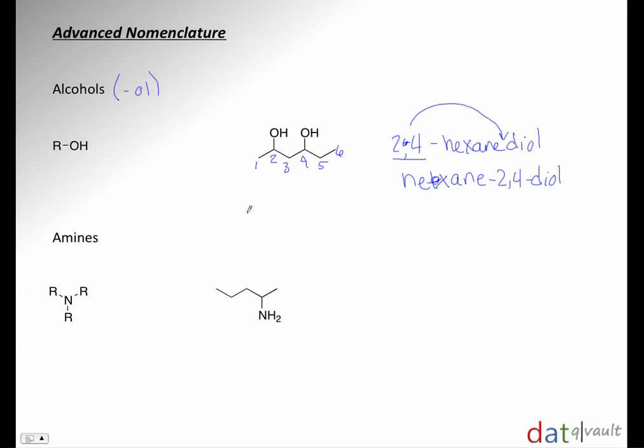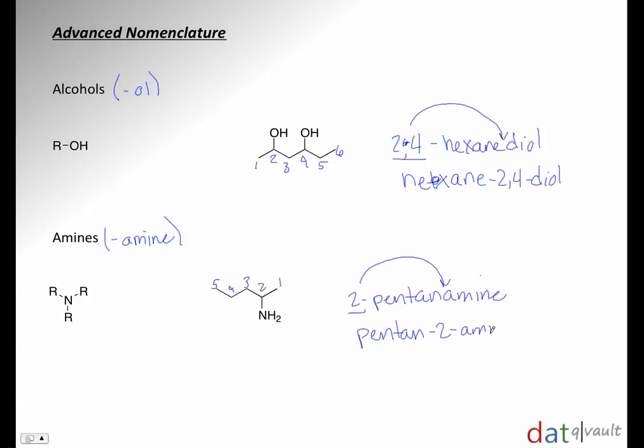Amines are named in pretty much the same way as alcohols, except the suffix is -amine, which is really easy to remember. We're going to start by, again, naming our longest carbon chain. The amine is at the lowest number on the carbon, so this one is at the 2 carbon. So we're going to call this 2-pentanamine. Again, we can take the 2 and put it before the amine, so we can name it pentane-2-amine.